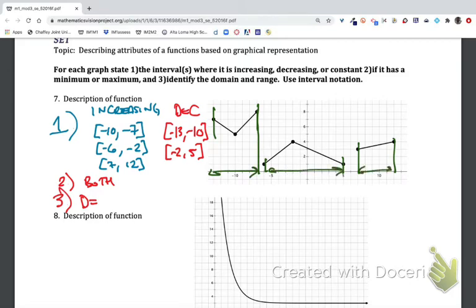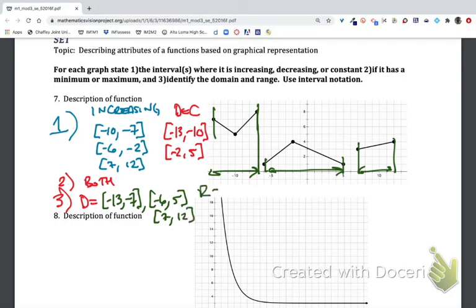And how we represent that is -13 to -7, -6 to +5, and +7 to 12.